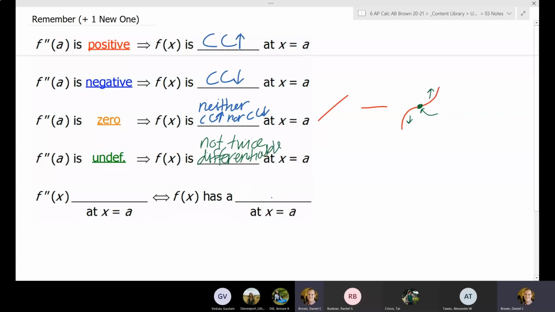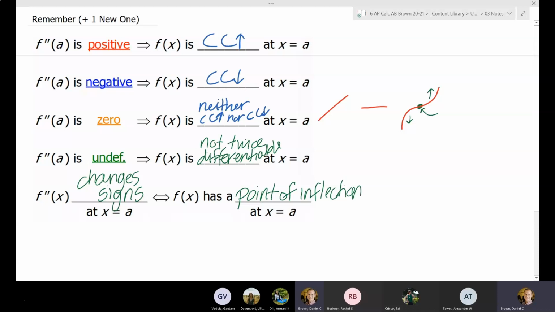And then this last one is something that we did not include on that chart from unit 2. So really of everything that's new, I think we know everything in those first 4 rows. This 5th row is going to be something different. If I say f double prime changes signs, then f of x is going to have something called a point of inflection at x is equal to a.